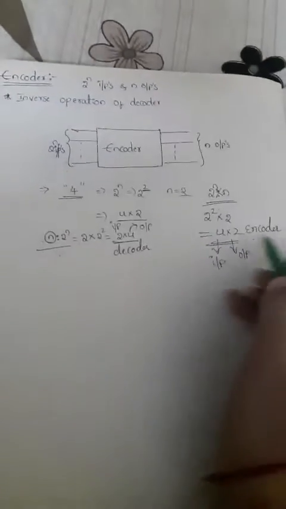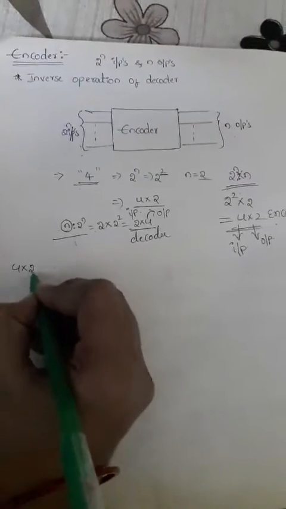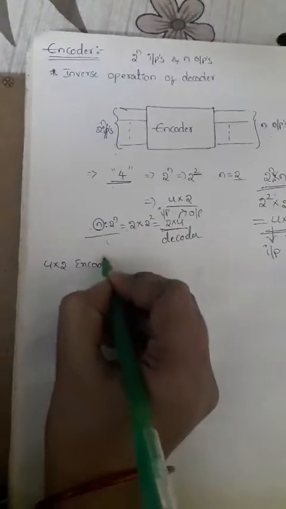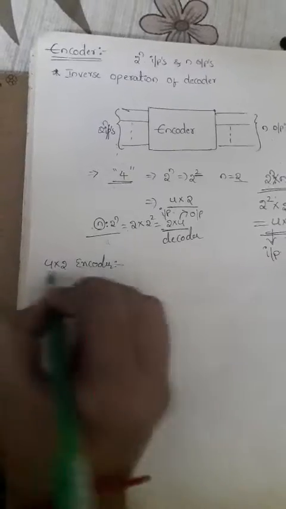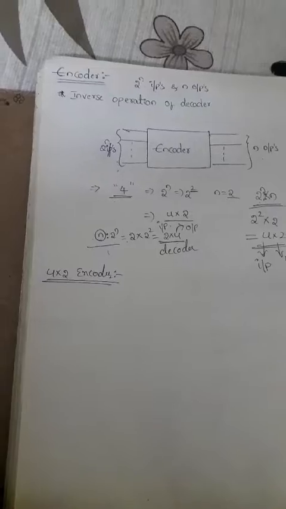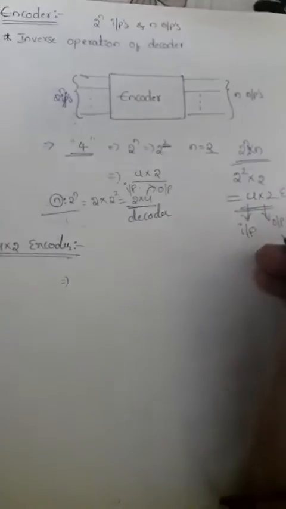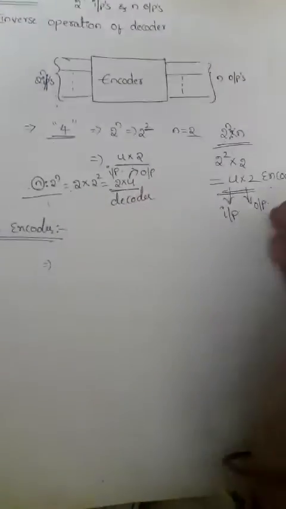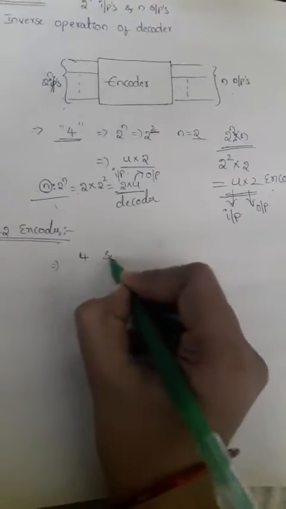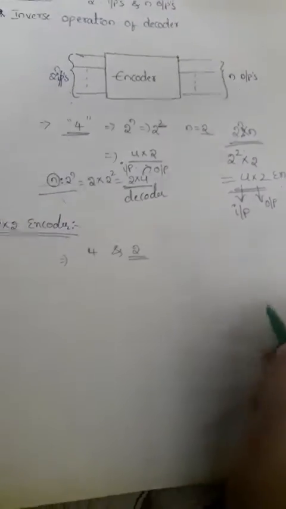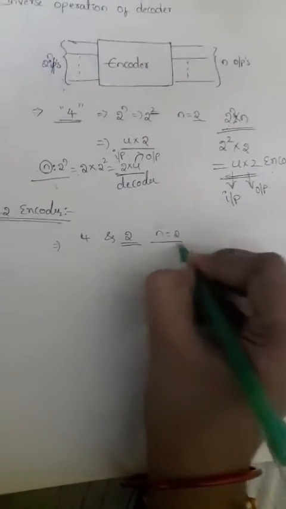Okay, so now we'll discuss the 4x2 encoder. First of all, I will take it as a 4x2 encoder. Here there is no enable pin. The complete action depends upon the input lines. So 4x2 encoder means, as we discussed now, how many input lines we need to choose and how many output lines we need to consider. Here the input lines are 4 and the output lines will be 2, where n is equal to 2 here.